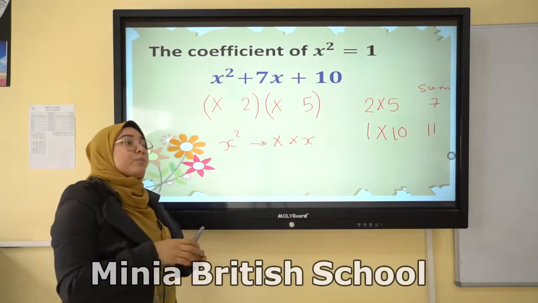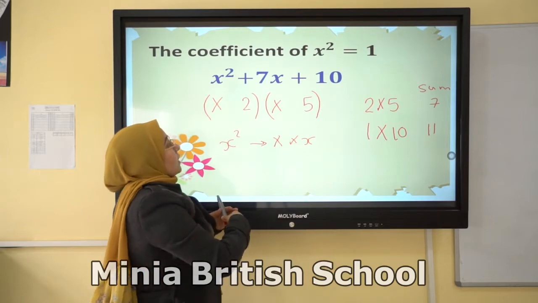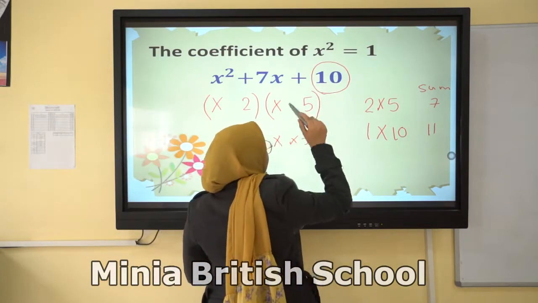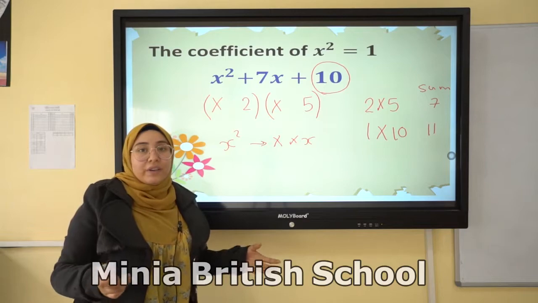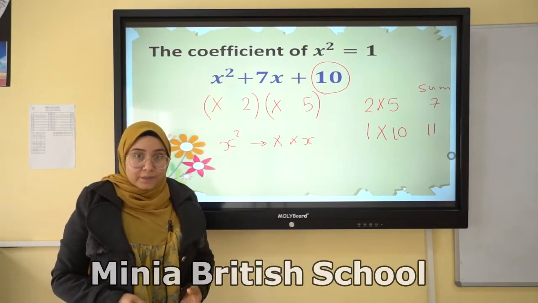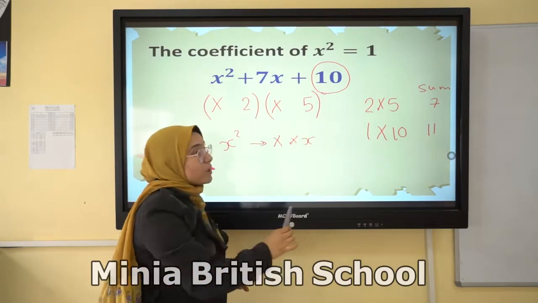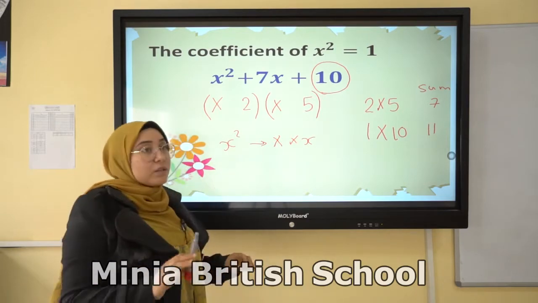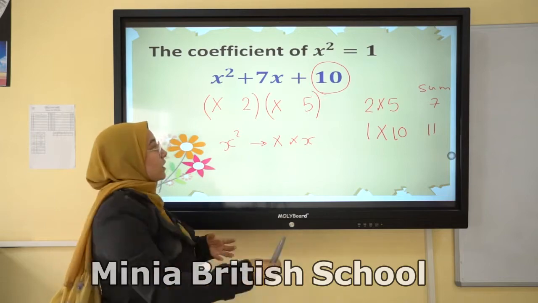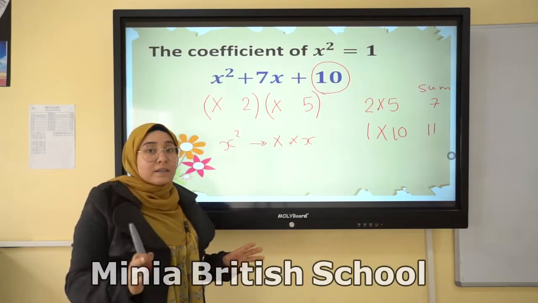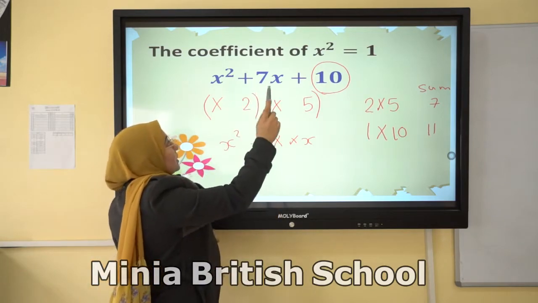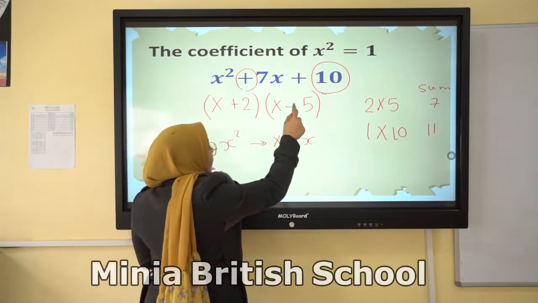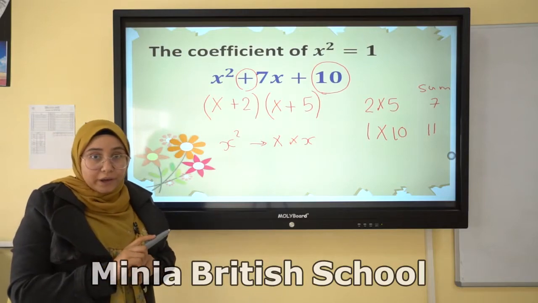Now, I need to put the sign of the two numbers in the second term of the two arcs here. Now, look at the last term, or the absolute value in the trinomial expression. Here, 10 has a positive sign. So the second terms in the two arcs take the same sign as the middle term. The middle term here is positive. So the two numbers here take the positive sign, like here, okay?